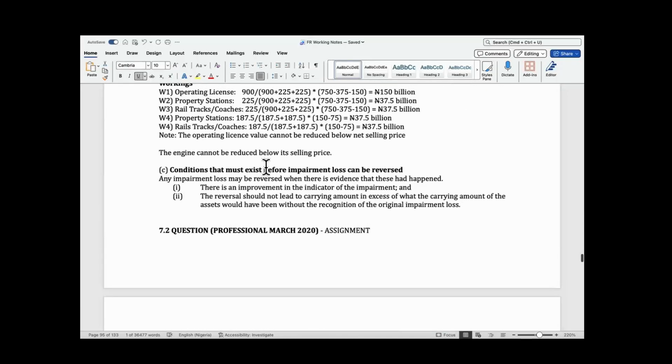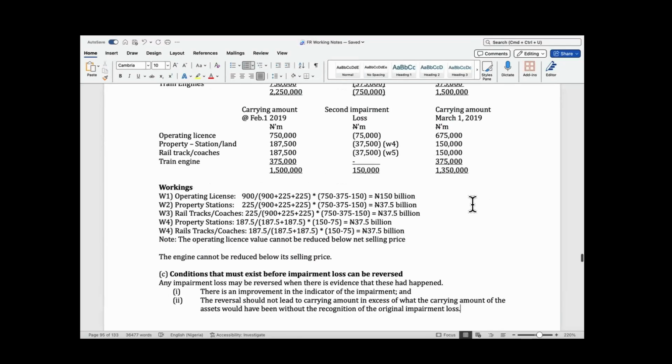I was asked the conditions that must exist before impairment loss can be reversed. Number one, there must be an improvement in the indicators of impairment. Number two, the reversal should not lead to a carrying amount in excess of what the carrying amount of the asset would have been without recognition of the original impairment loss. You cannot reverse an impairment loss beyond the original value before impairment. It's not possible.